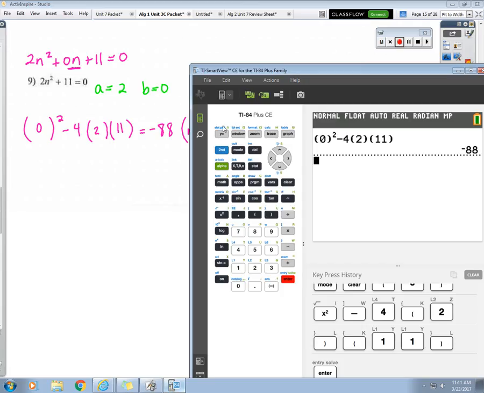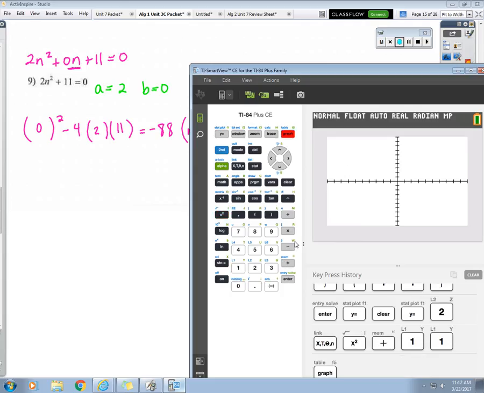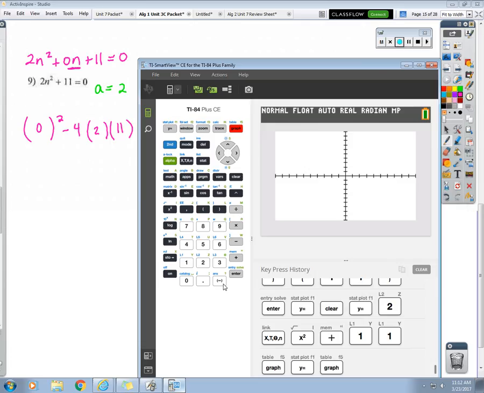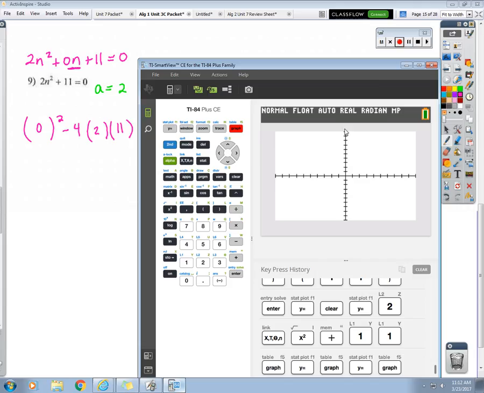Also, let's talk about why on a graph. When we graph these, aren't the solutions where it crosses the x-axis? So if we graph this one, 2x squared plus 11, it never crosses or even hits the x-axis. Let me go back and make sure I typed it in right. 2x squared plus 11. Okay, let's try this again. Oh, true. Thank you. It goes up 11, so it's way up here.